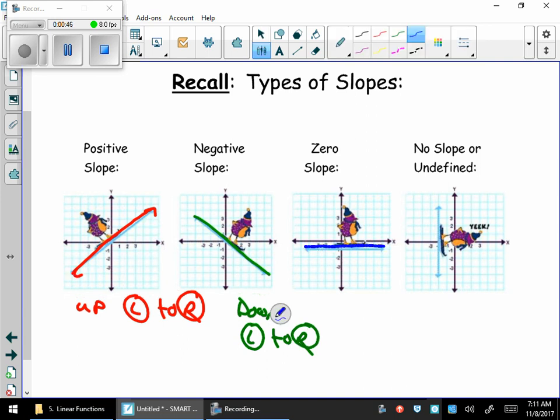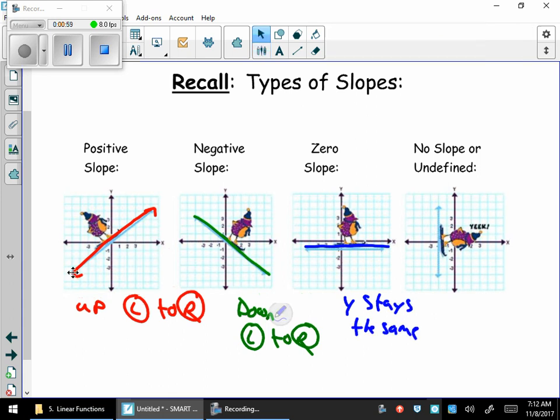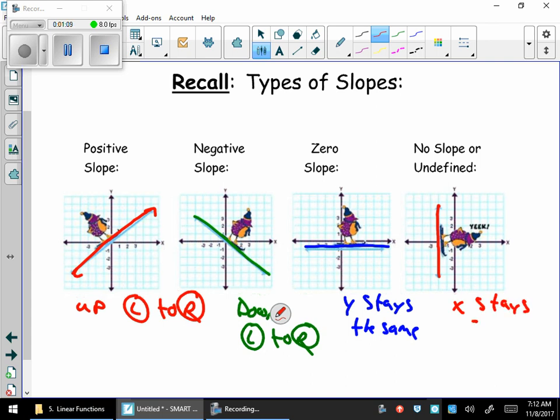Zero slope is a horizontal line. Every single horizontal line that is graphed, the y values are going to stay the same. And then our last type of slope, which you should already know about, is undefined slope. An undefined slope is going to be a line that is a vertical line, one that goes straight up and down. And in this case, what's going to stay the same are our x values.